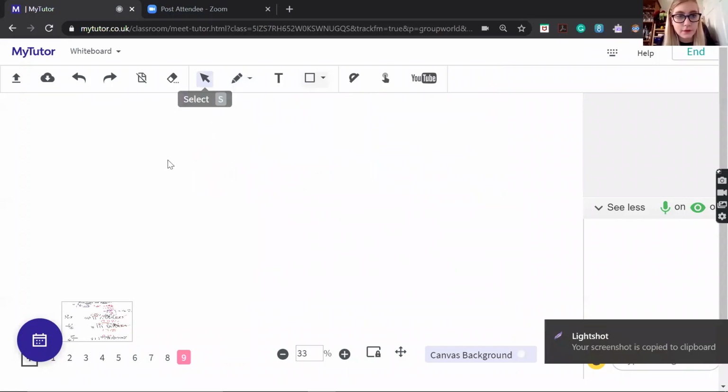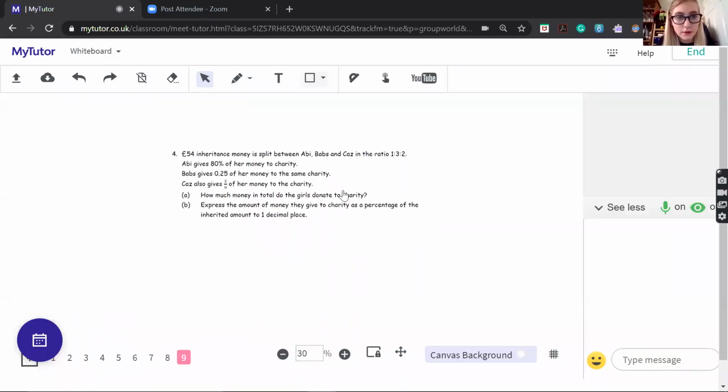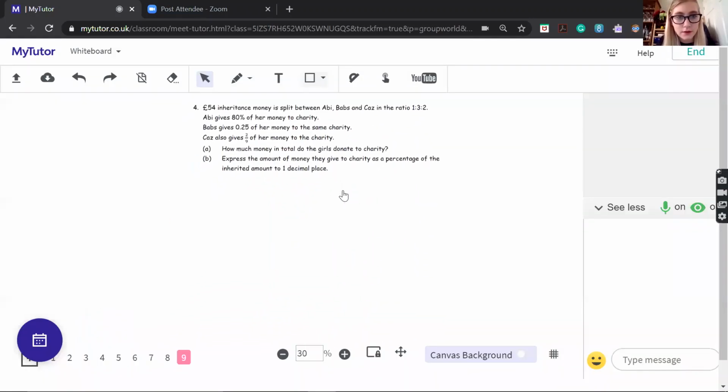Cool. So, okay. This is a nice question. We've got percentages, decimals, and fractions. It's like Christmas. Right, so £54 of inheritance money is split between Abby, Babs, and Kaz, ABC, as we'll call them, in the ratio 1:3:2. So we've got a bit of ratios in here as well.